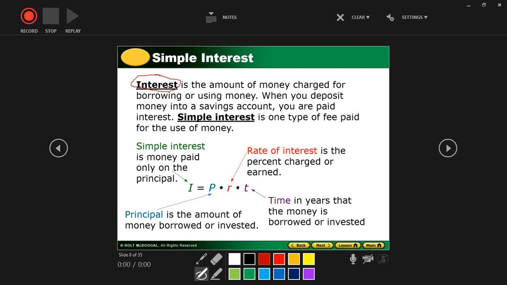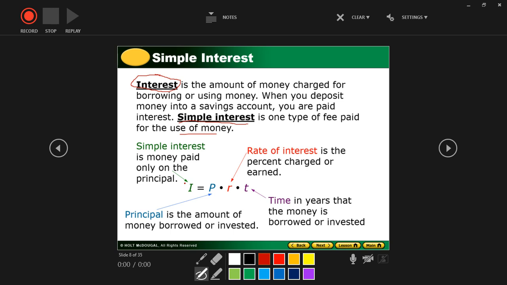Now, there are two types of interest, simple interest or compound interest. But in this lesson, we'll focus on the simple interest. Okay, this is one type of fee paid for the use of money. So in simple interest, the profit is charged only once, added only once to the money you borrowed or the money you deposited.